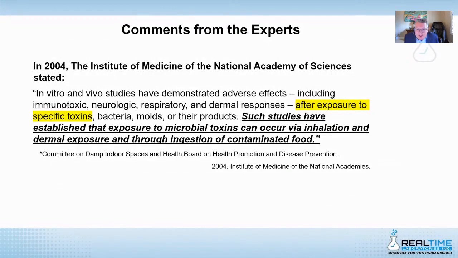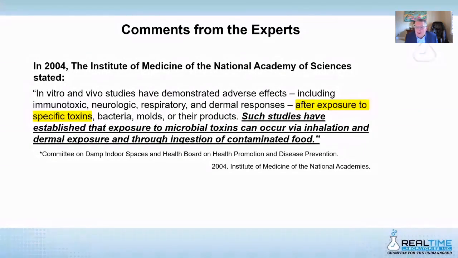Here's another comment from the experts. This is the Institute of Medicine of the National Academy of Sciences, and it talks about in vitro and in vivo studies that have demonstrated adverse effects, including immunotoxic, neurologic, respiratory, and dermal responses after exposures to specific toxins, bacteria, molds, and their products. Such studies have established that exposure to microbial toxins can occur via inhalation, dermal exposure, and through ingestion of contaminated food. Dr. Lauren touched on this in her presentation as well. So let's remember that. It's through inhalation, dermal exposure, and through ingestion. Those are our three pathways. So as we're thinking about testing and what we should test and how we should test, we'll keep those three things in mind.